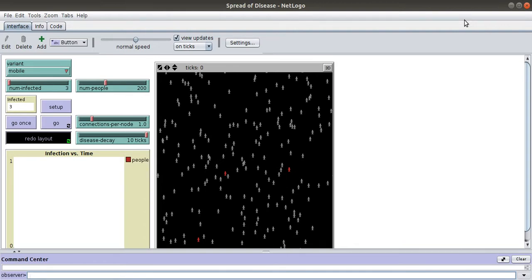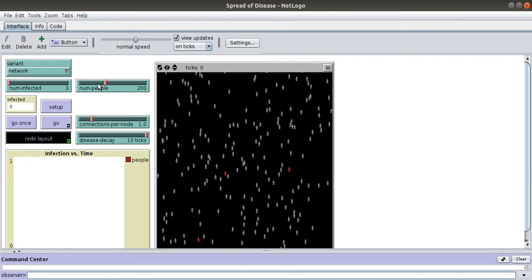Hello everyone. Today we are going to look at how social distancing can be an effective measure in order to prevent pandemics like COVID-19. So this is NetLogo, a simulation software used to simulate such processes, and these are the people in the network. And I'll create the network first.